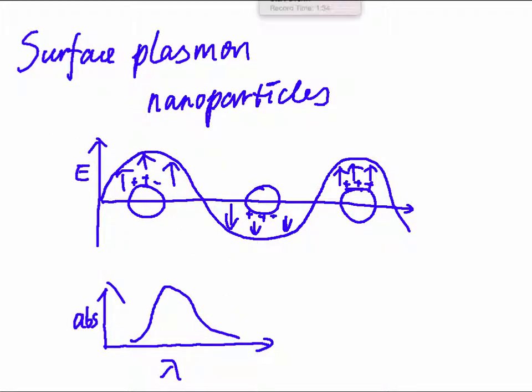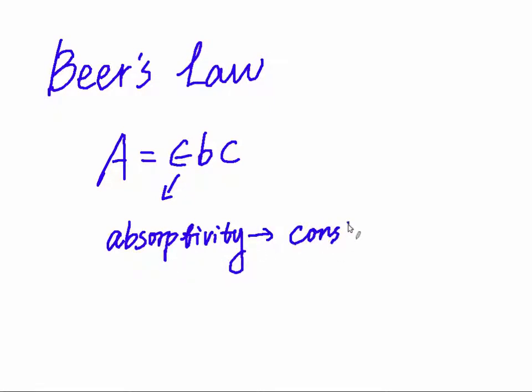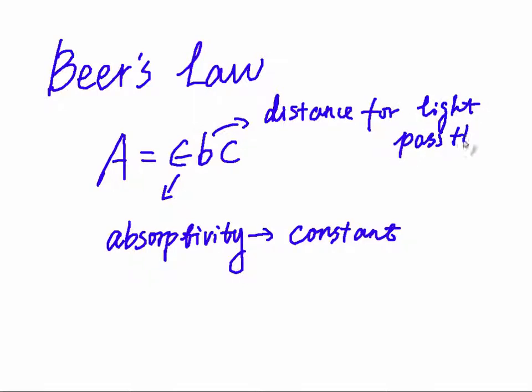In UV-Vis absorption, the most famous law is Beer's law, which is used to calculate the absorption and the concentration of the solution, if you know the absorption constant, which is called absorptivity. The distance for light to pass through is usually the diameter or the length of the cuvette, which you will see in the experiment tutorial.